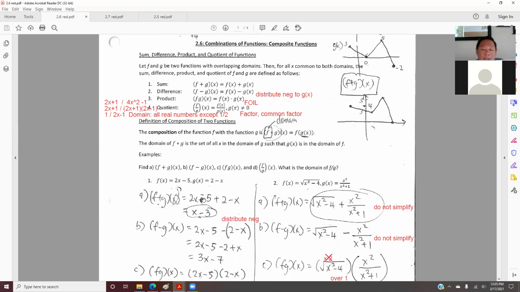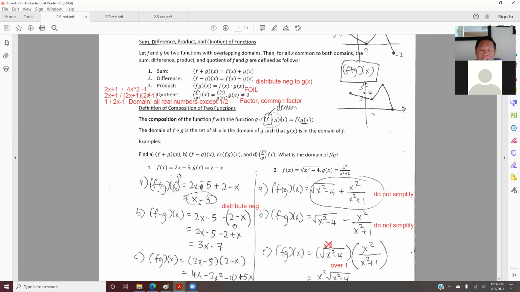What do I mean by that? Here, f of x is this, and g of x is this function. When you subtract, you have to distribute the negative. This is what a lot of students did not do. They just simply write -2 minus x without the parentheses. They forgot to distribute and everything's going to be wrong. So watch out when you find the difference of 2 functions. The g of x has to be in parentheses and you have to distribute the negative.